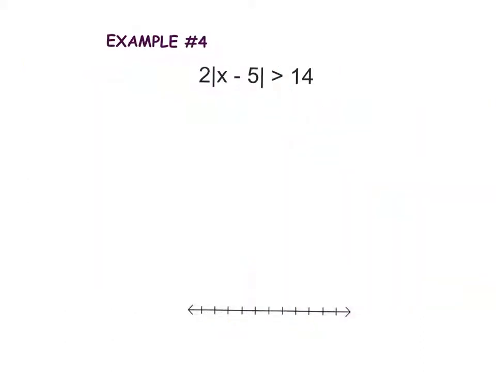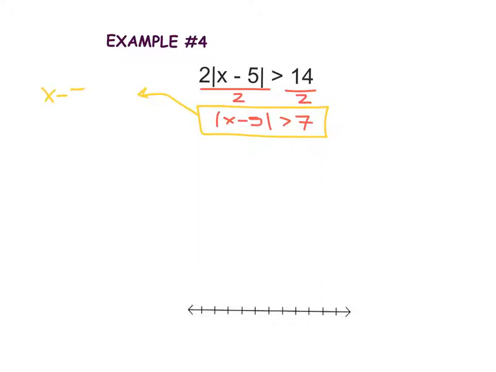All right, next example. So here we start off by dividing each side by 2 to get that absolute value by itself. So we have x minus 5 inside of the absolute value is greater than 7. Then from here I have my absolute value alone, so I'm going to kind of go off to the side and brainstorm a little bit what this is saying.